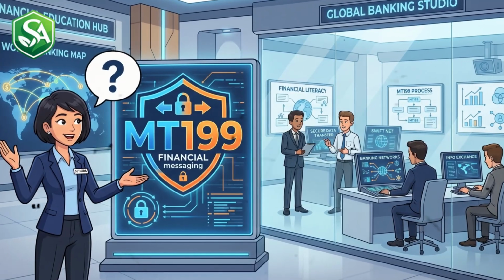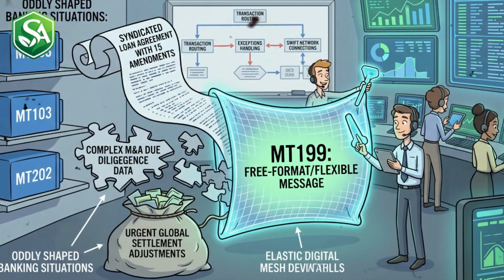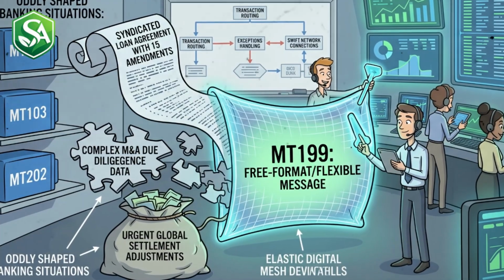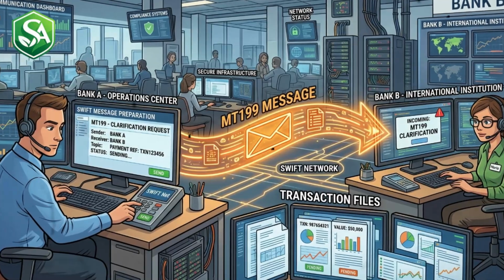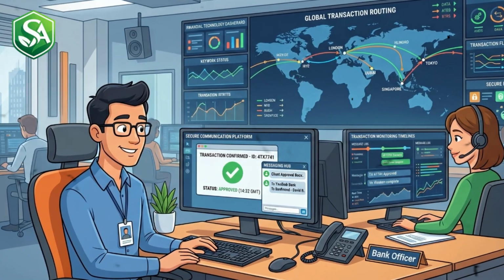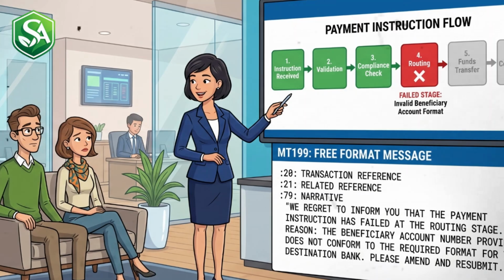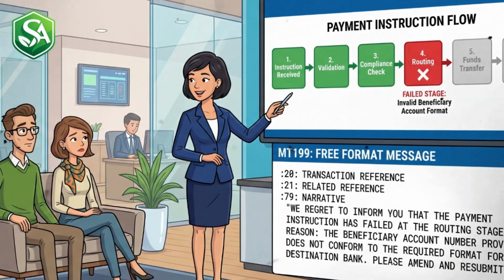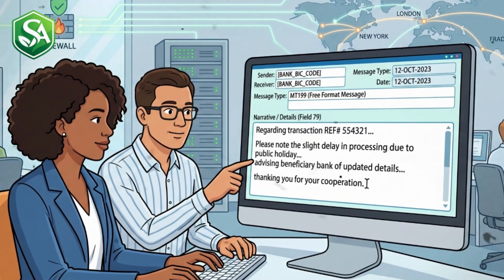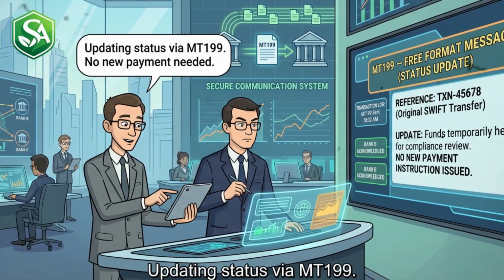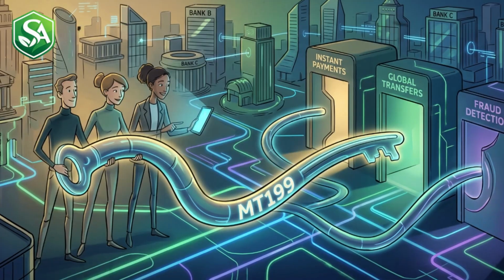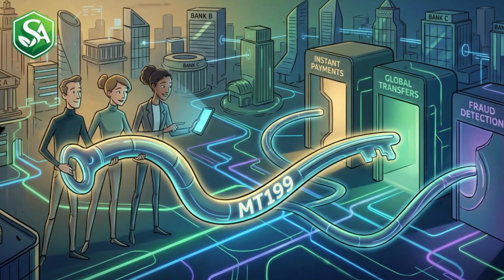Now, why do banks use MT199? Because not every situation fits into a clean banking box. Sometimes a bank needs to ask another bank for clarification. Sometimes a bank needs to confirm a status. Sometimes a bank needs to explain why an instruction failed. Sometimes a bank needs to send a free text update. Sometimes a bank needs to communicate about a transaction without sending a new payment message. MT199 gives banks that flexibility.